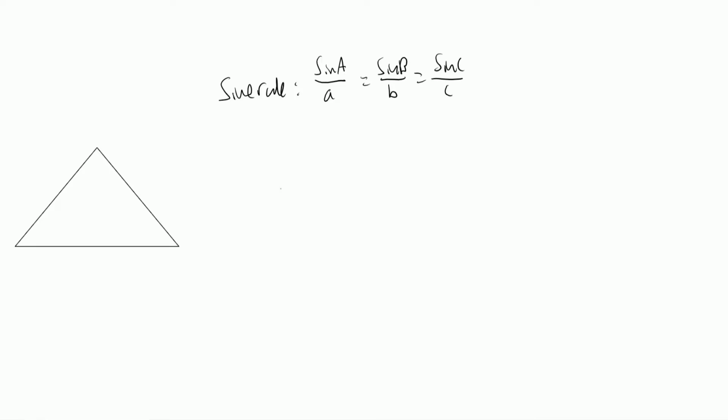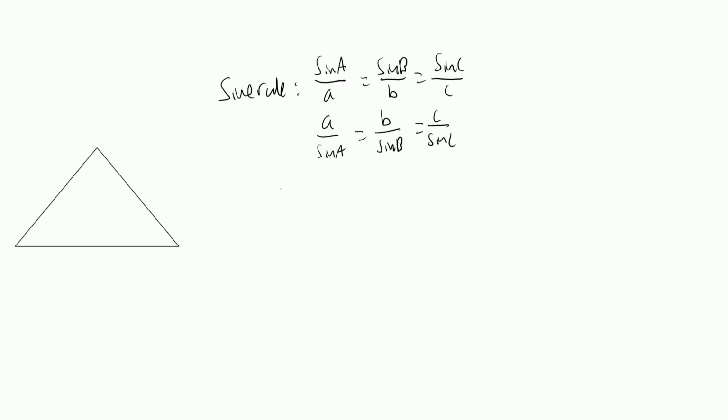And if you want to work out a side instead, you can actually flip the entire thing over on its head and get something that looks like this. So the question is, when do you use the sine rule? Well, it's good to use the sine rule when you have an angle and its opposite side plus another side or angle.